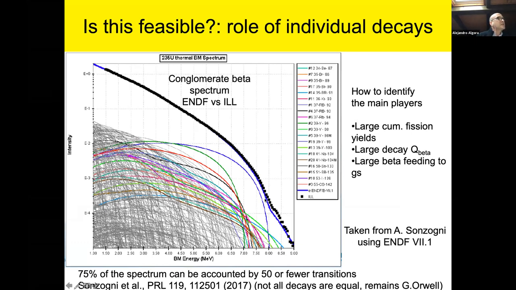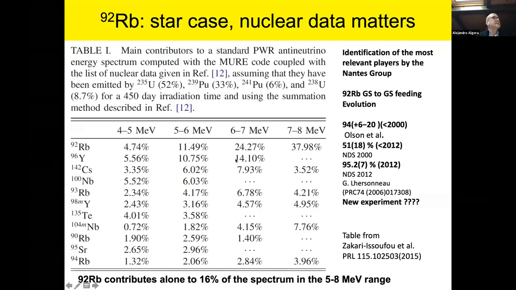But you see there are a few that are outstanding. They are more important than others, which reminds you of the great writings of George Orwell. But the message here, which can be taken from this article, is that 75% of the spectrum can be accounted for by 50 or fewer transitions. So if you identify those beta transitions, you might be able to tackle a large percentage of the antineutrino spectrum. And this is what we have been trying to do.